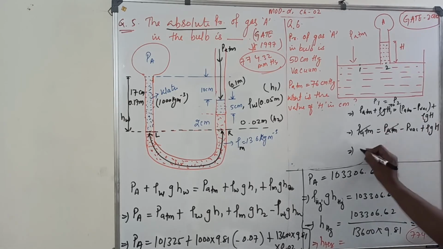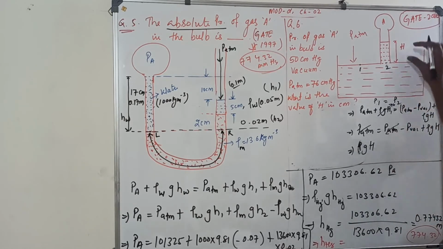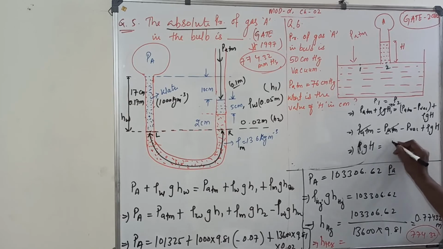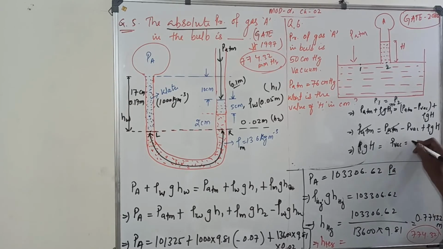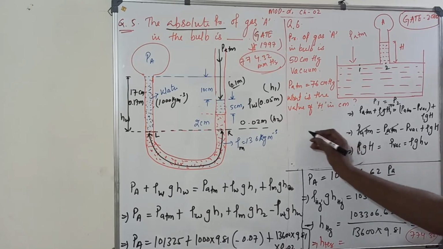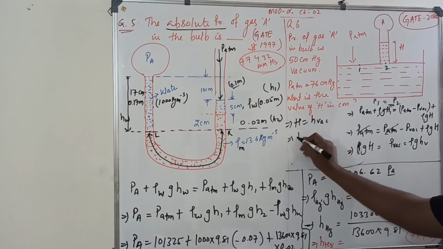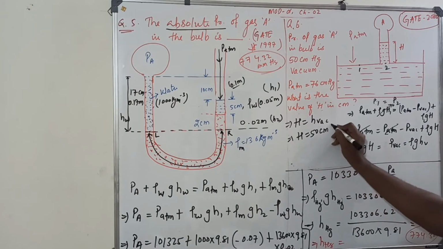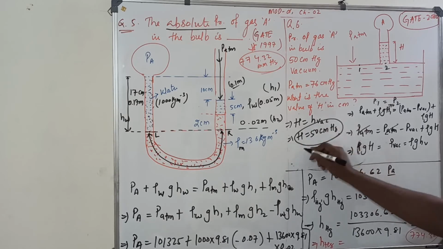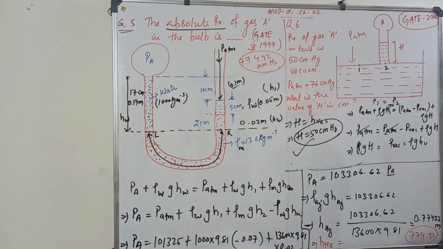PATM is gone. Take this side. So now rho G H, this height, is equal to your P vacuum. What is your P vacuum? Rho G into H vacuum. Rho G cancels. So this implies H is equal to H vacuum. What is the H vacuum value? 50 centimeter of mercury. So the answer is 50 centimeter of mercury. Without doing all these things also, by simply using your engineering judgment, you could have told the answer is 50 centimeter of mercury.